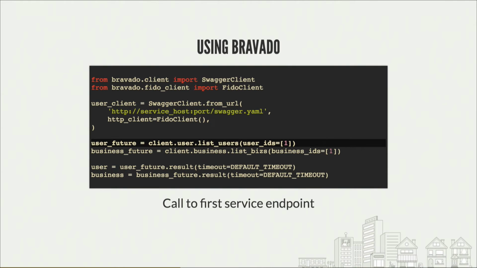The only thing you need to do is work with futures. In this case, we're calling the list users endpoint that we defined in the spec. We provide the user IDs as the parameter, so we don't have to build any sort of URLs or do URL encoding.